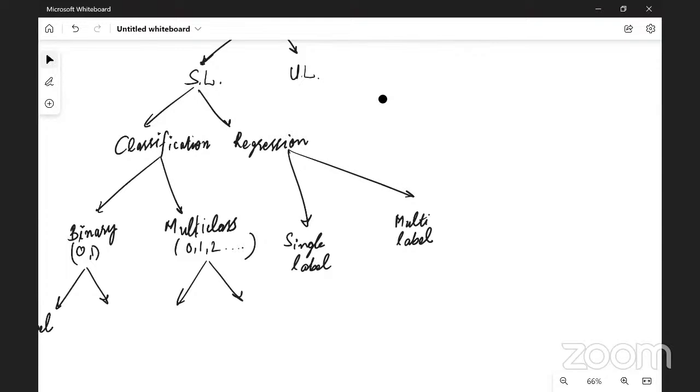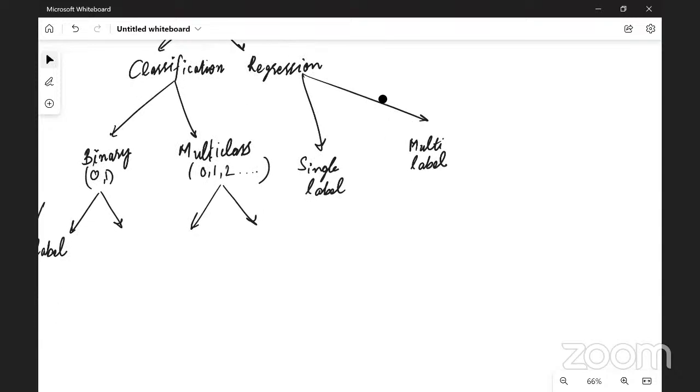Sir, one question here. Can you please give an example of single label versus multi-label for regression or classification? For regression? Okay, sure. So for regression, let's say you just want to predict the average temperature tomorrow, just the next day. Temperature prediction.